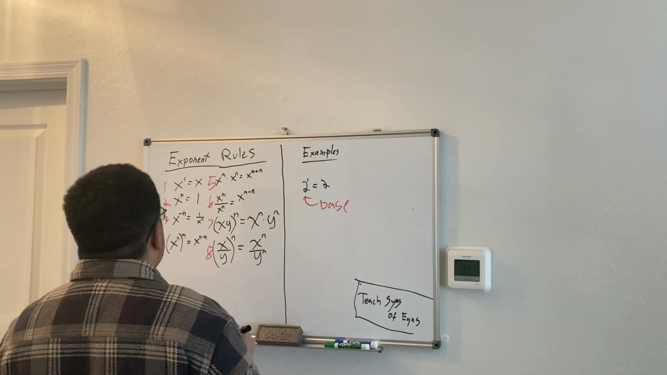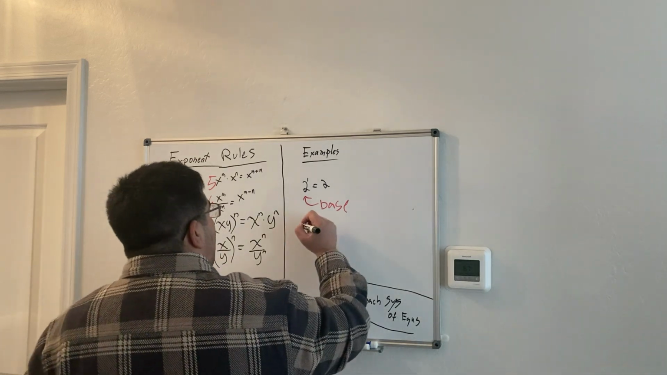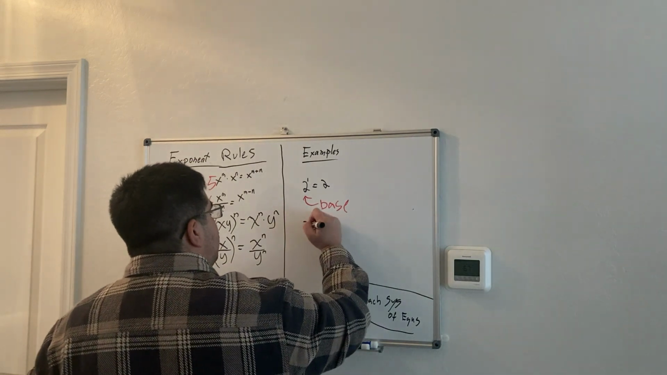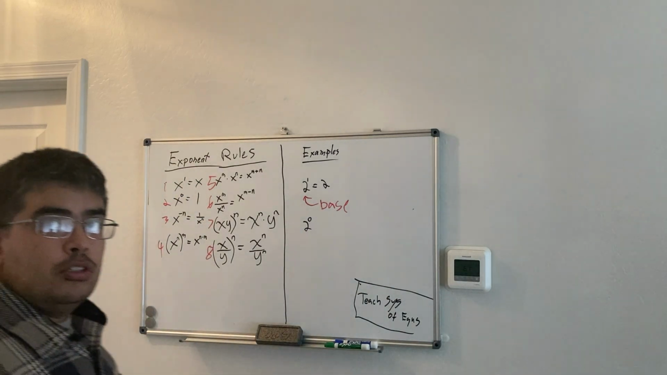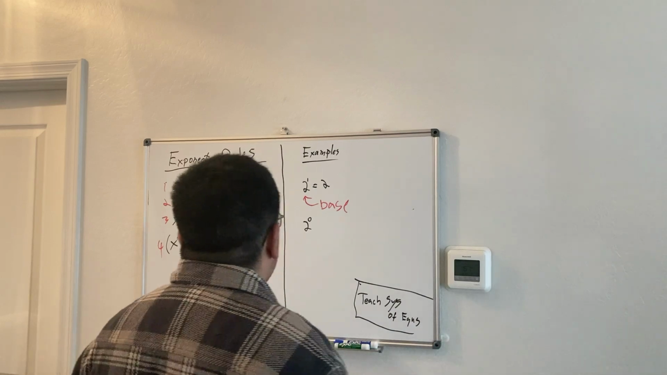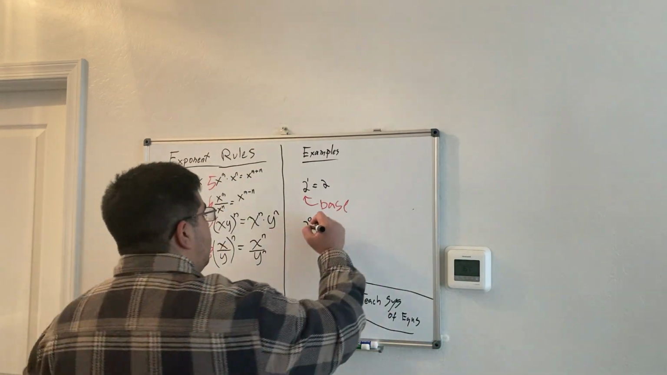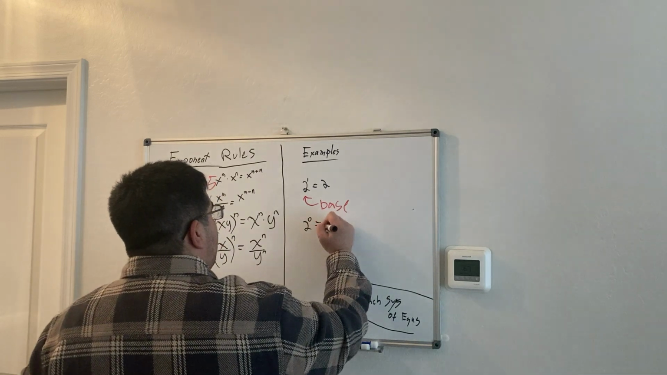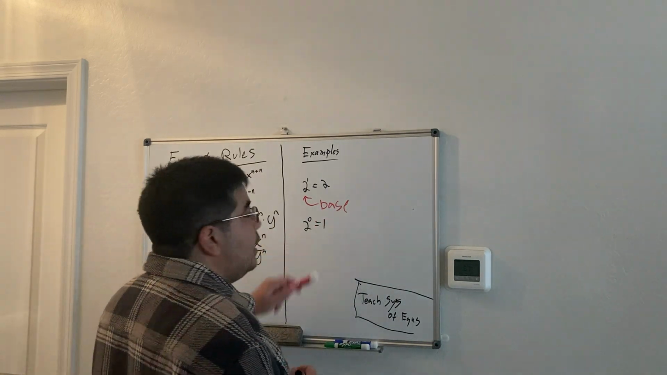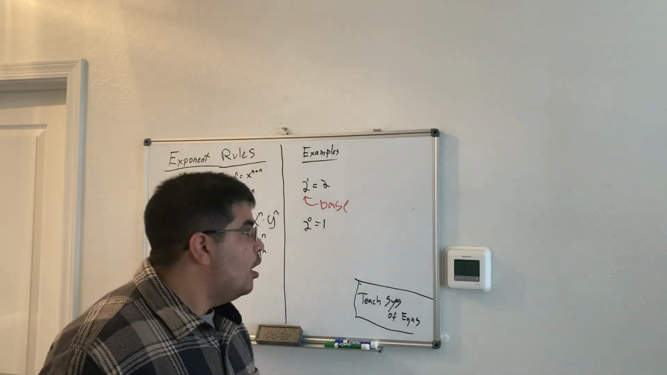Let's do another one. Let's do the number 2. What about if we have 2 to the 0 power? This is rule number 2, right? 2 to the 0 power. What does that equal? From the rules over here, it equals 1.